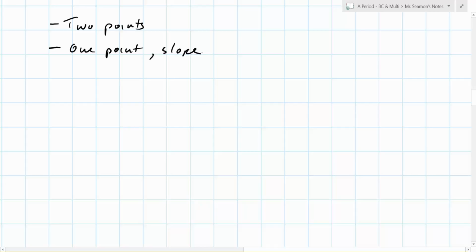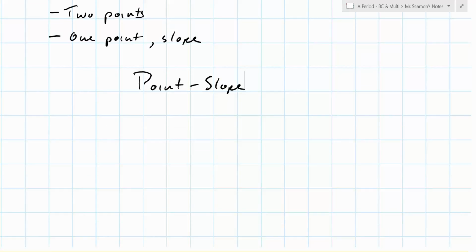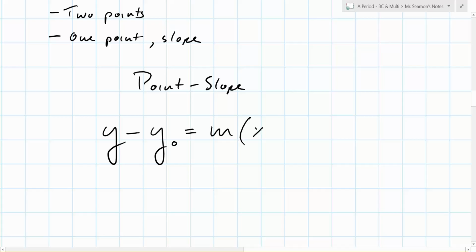I really like the one point and slope thing because if you have one point and a slope, you can use point-slope form and stop there, because there's usually no requirement to go any further, other than trying to make yourself make a small mistake. So: y minus y naught equals m times x minus x naught. This represents any point, where x naught, y naught is a point and m is the slope.